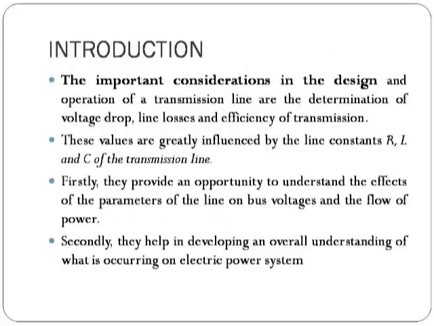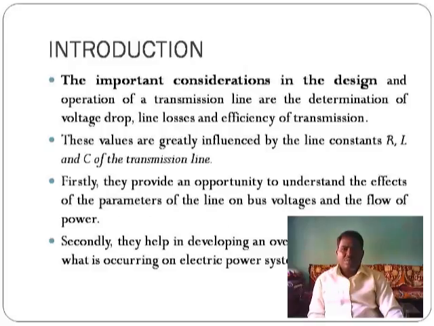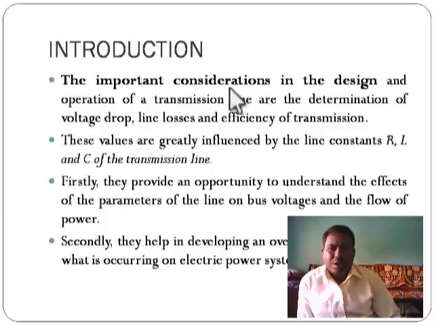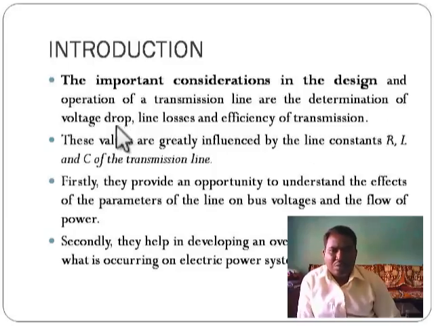First, I move on to the introduction portion. In the introduction, the important considerations in design and operation of a transmission line are the determination of voltage drop, line losses, and efficiency of transmission. So these are the three main objectives while we design our transmission lines. We have to minimize the voltage drop as much as possible, minimize the line losses as much as possible, and improve the efficiency of transmission as much as possible. These are the important considerations of design and operation of a transmission line.